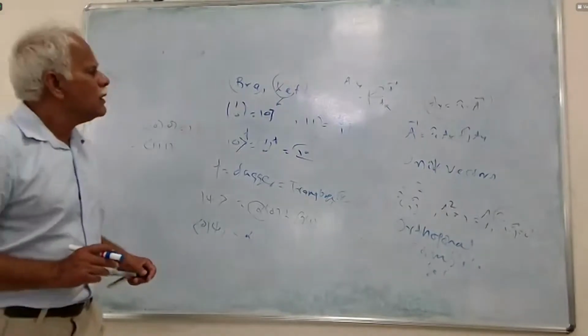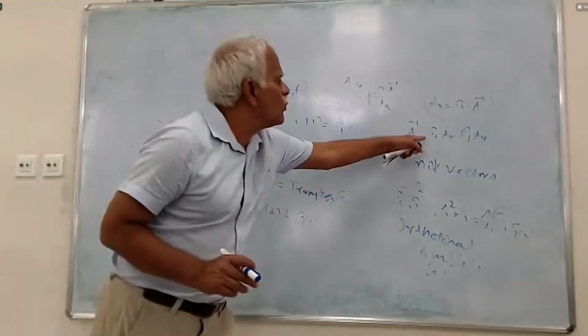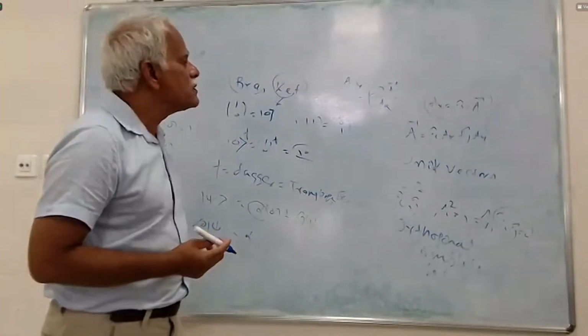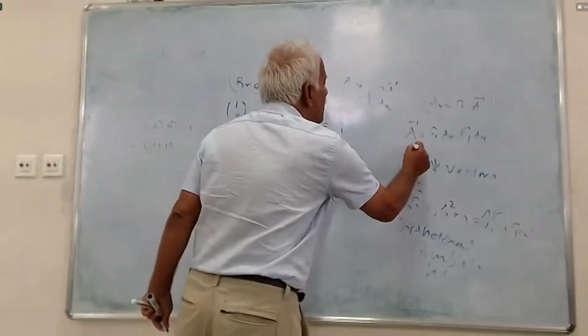Now here we have the Cartesian coordinate system. Now we know other coordinate systems, for example the cylindrical coordinate system. We know r and theta.